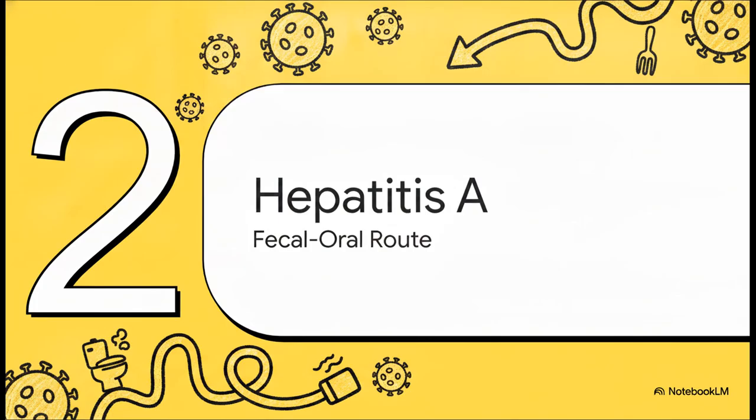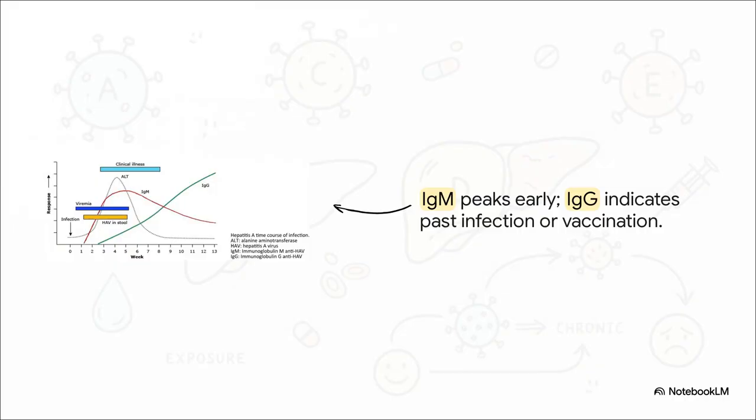Moving right along, Section 2, Hepatitis A, focusing on the fecal-oral route. Okay, so the actual culprit in Matthew's case is a small, non-enveloped RNA virus belonging to the Picornaviridae family, and it serves as our prototype for self-limiting viral hepatitis.